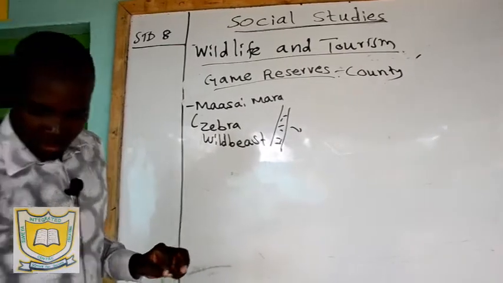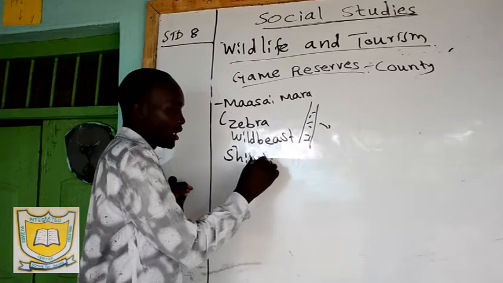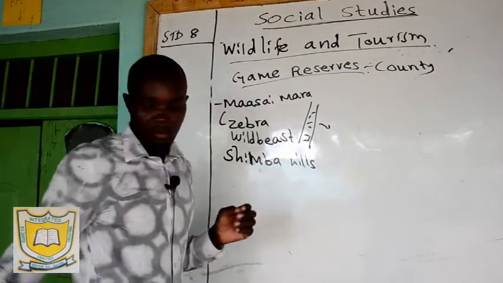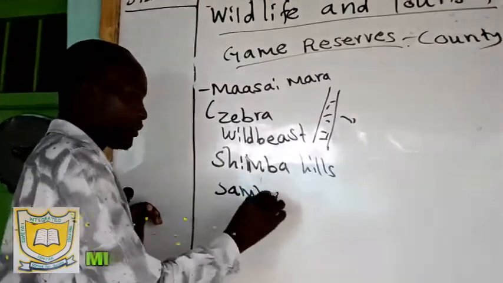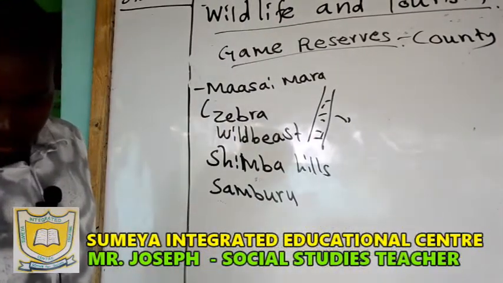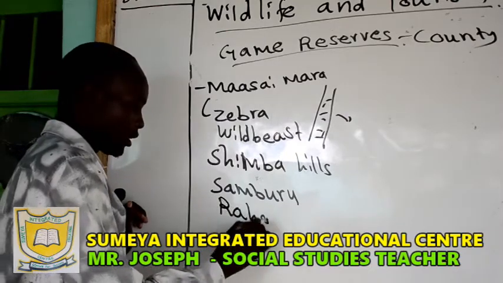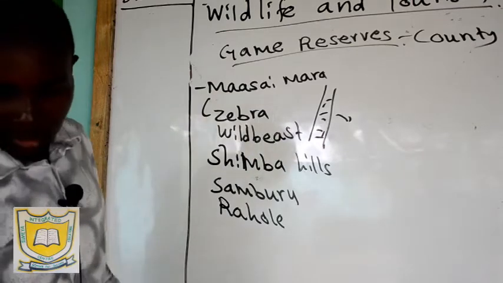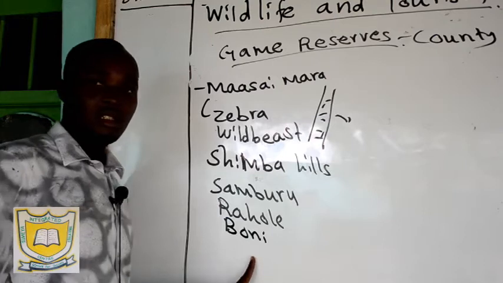Then we have another one called Shimba Hills. Shimba Hills is found when you are heading to the coastal areas, Kwale County. Then we have Samburu. Samburu also has a reserve, Samburu National Reserve. And then we have another one called Rahole, which I think is found in Garissa County. Then we have also Boni. If you have heard about the Boni Forest, that is also a reserve.